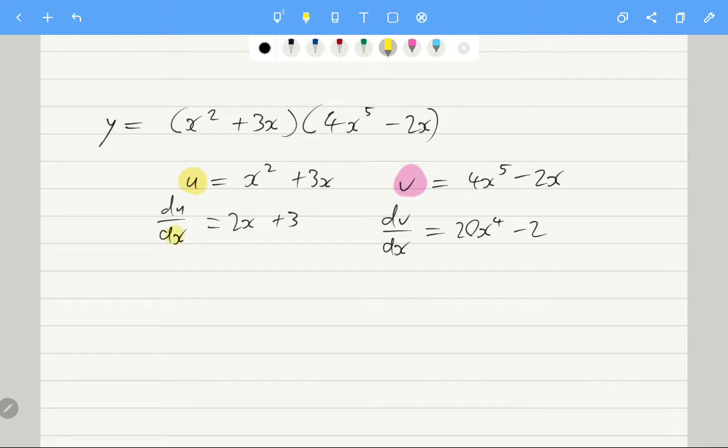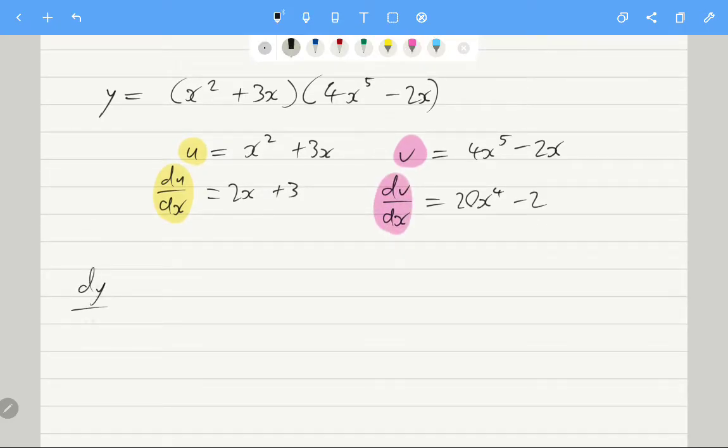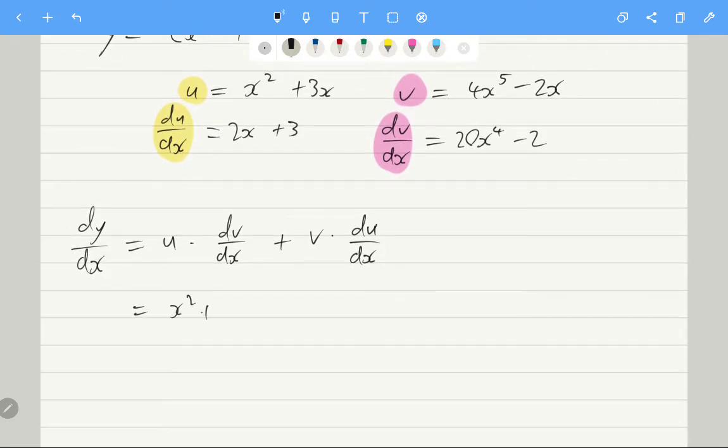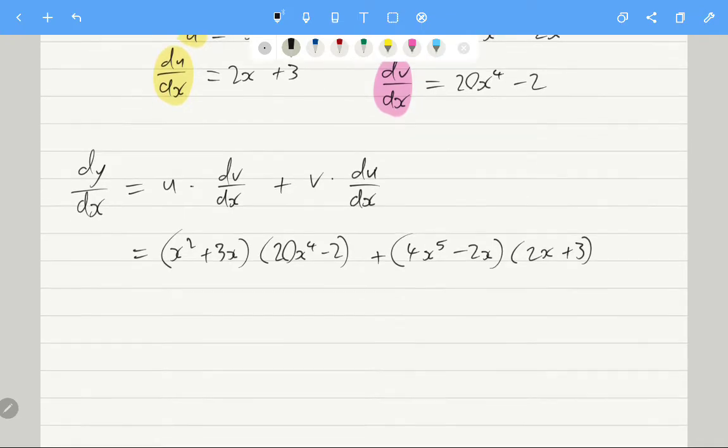And now we can substitute straight into the formula. So dy dx is going to be equal to the first function times the derivative of the second plus the second function times the derivative of the first. Alrighty, so u is equal to x squared plus 3x, times the derivative of the second, which is 20x to the 4 minus 2, plus v times du dx. Now I'm just going to do some algebra to simplify this.